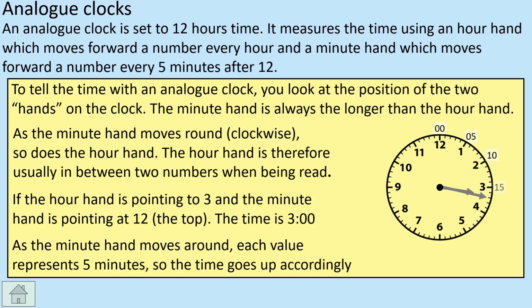As the minute hand moves around, and you can see that happening on the clock on the right hand side, the hour hand has moved on to 4, but the minute hand went all the way around to get back up to the top. Each one of these numbers going around represents 5 minutes, because there are 60 minutes in an hour. So 5, 10, 15, 20, 25, 30, 35, 40, 45, 50, 55. What would be 60, but we're now on the next hour. So this represents 4 o'clock exactly. As the minute hand moves around, each value represents 5 minutes, and so time goes up accordingly.